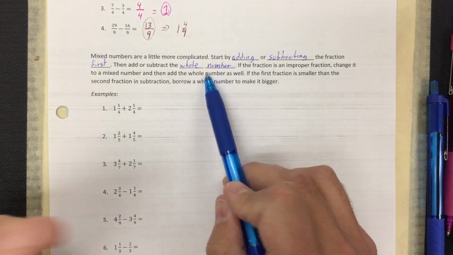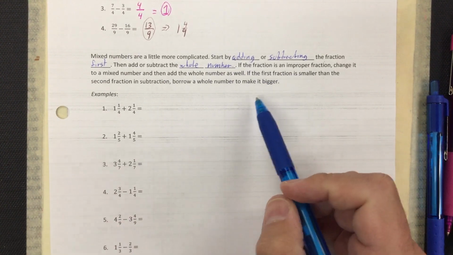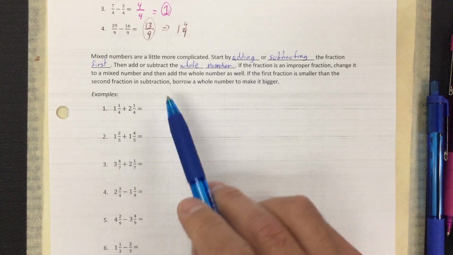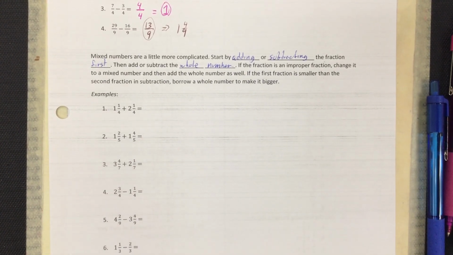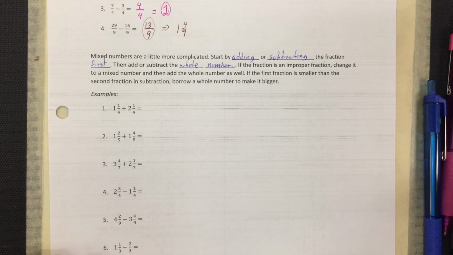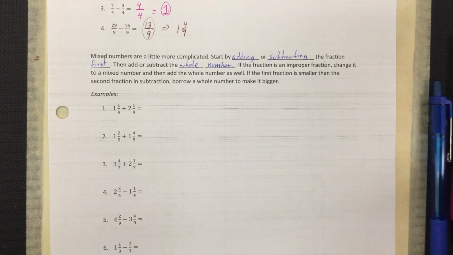That would be mostly with addition. With subtraction, if the first fraction is smaller than the second fraction, we're going to borrow a whole number to make it a little bigger, and we're going to change into an improper fraction, and we'll go over a couple examples on that as well.